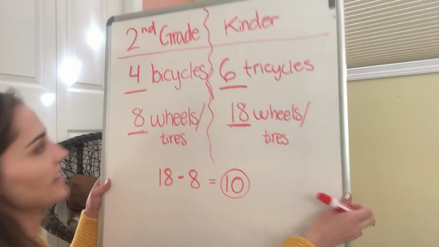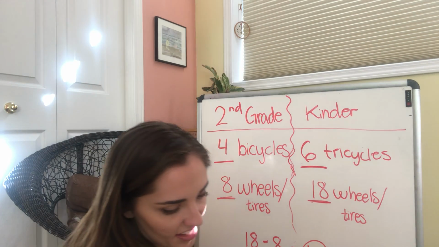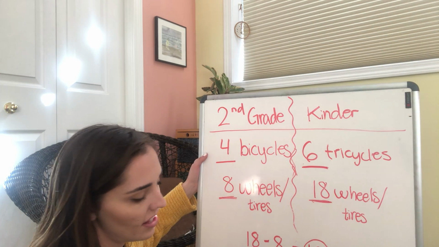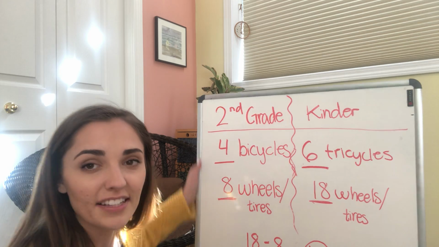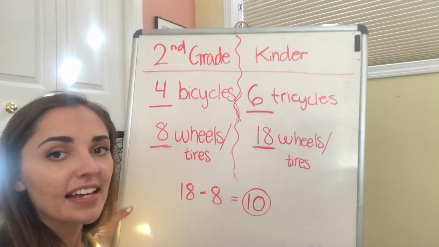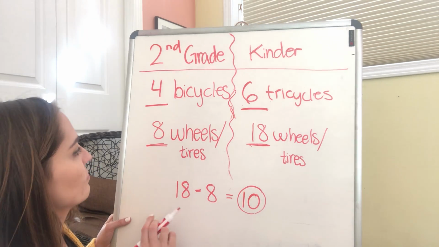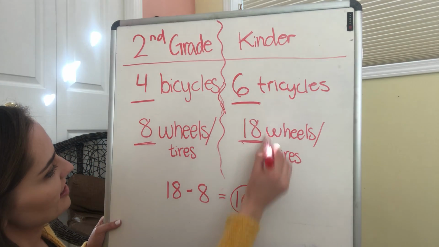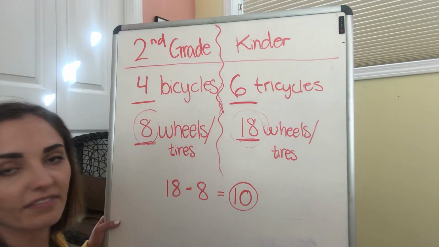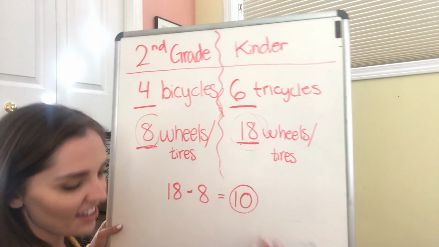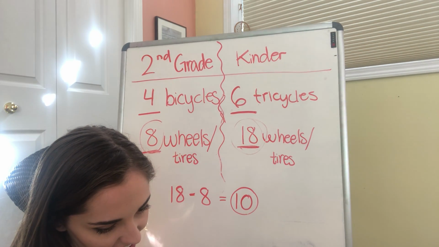Okay, now let's make sense of that in the problem. We got 10, so that means that there are 10 more tricycle tires. Oops, you can't see. 10 more tricycle tires than bicycle tires. But you guys can kind of see that 18 over here is 10 more than 8. Okay? So, and I believe that is our very last question on there.